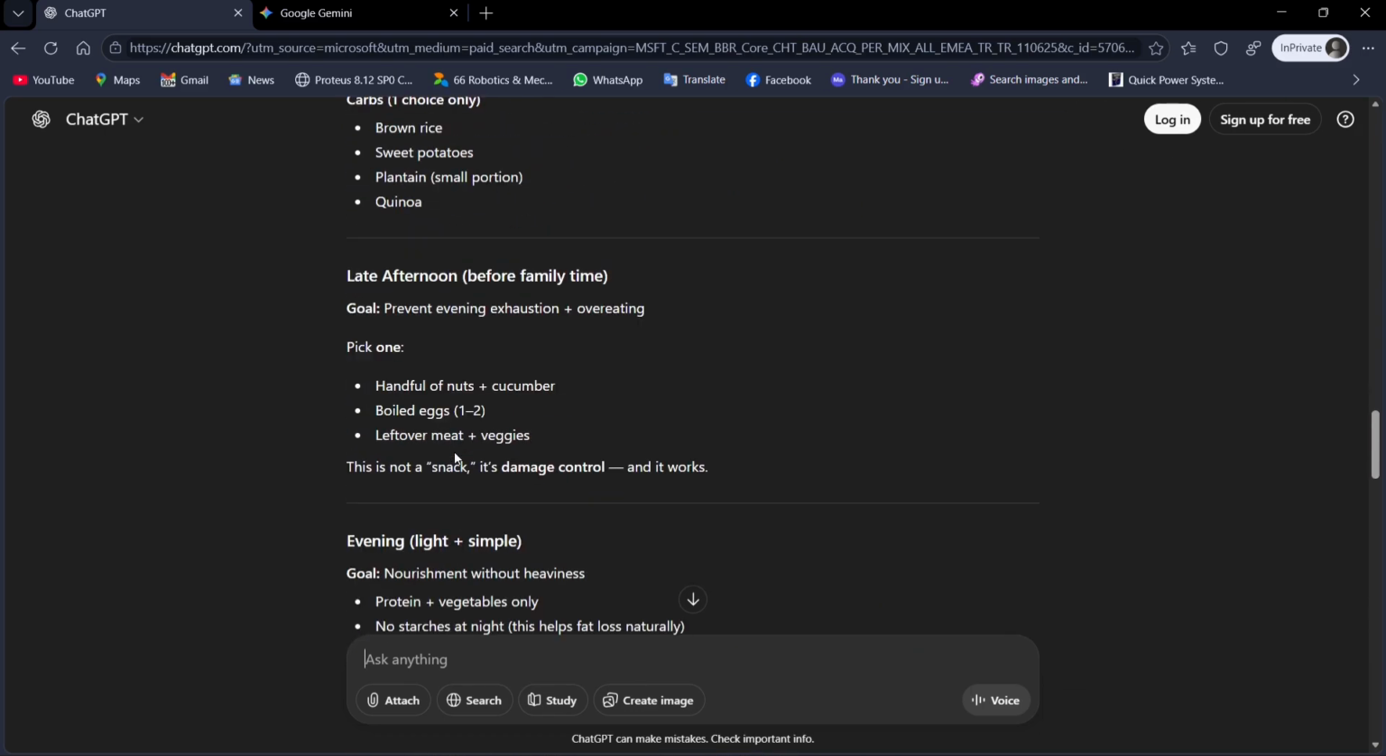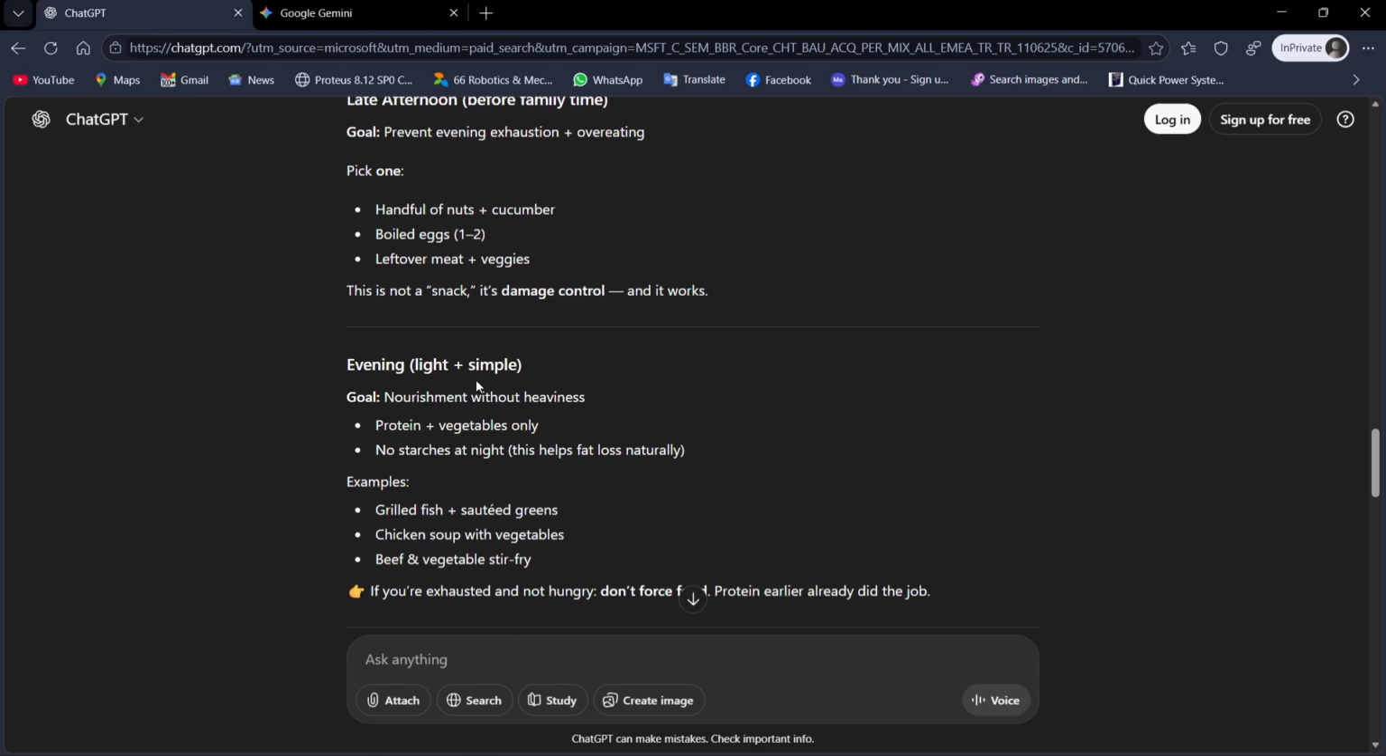All right, let's keep looking. Late afternoon, pick one: handful of nuts plus cucumber, boiled eggs, leftovers, leftover meat plus vegetables, to prevent evening exhaustion and overeating. This is not a snack, it's damage control and it works. So late afternoon, before family time. The recommended strategy is you eat in the morning, you have lunch, and then before family time you eat something small, one or two boiled eggs, a handful of nuts, leftover meat plus vegetables, to prevent you from overeating later in the day, right?